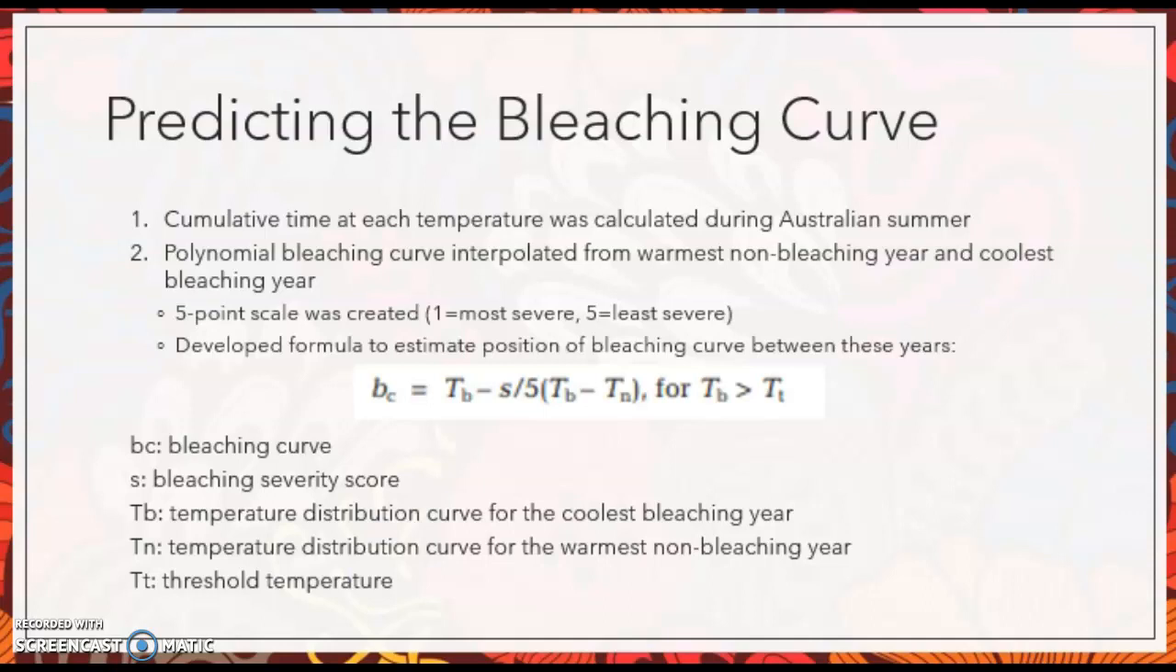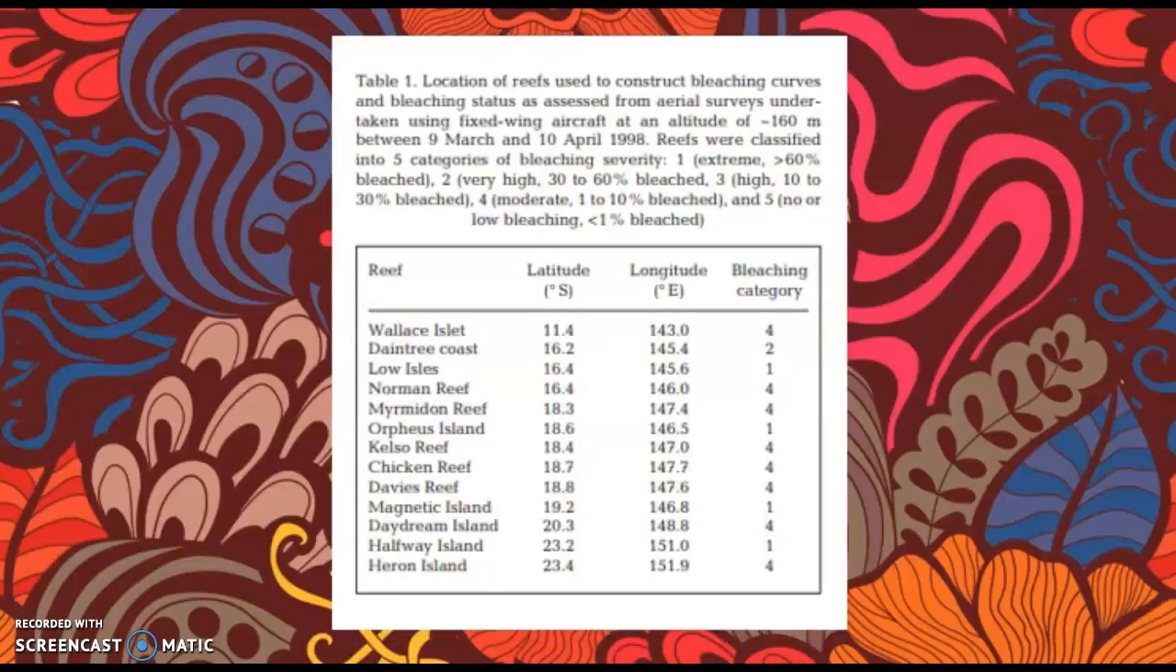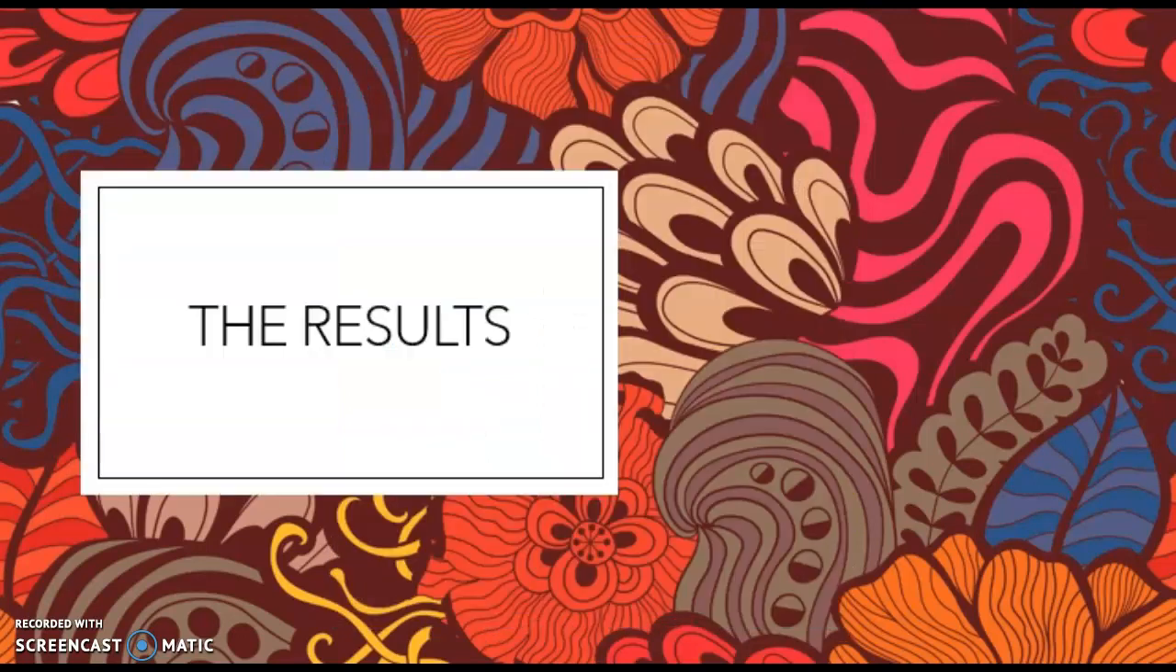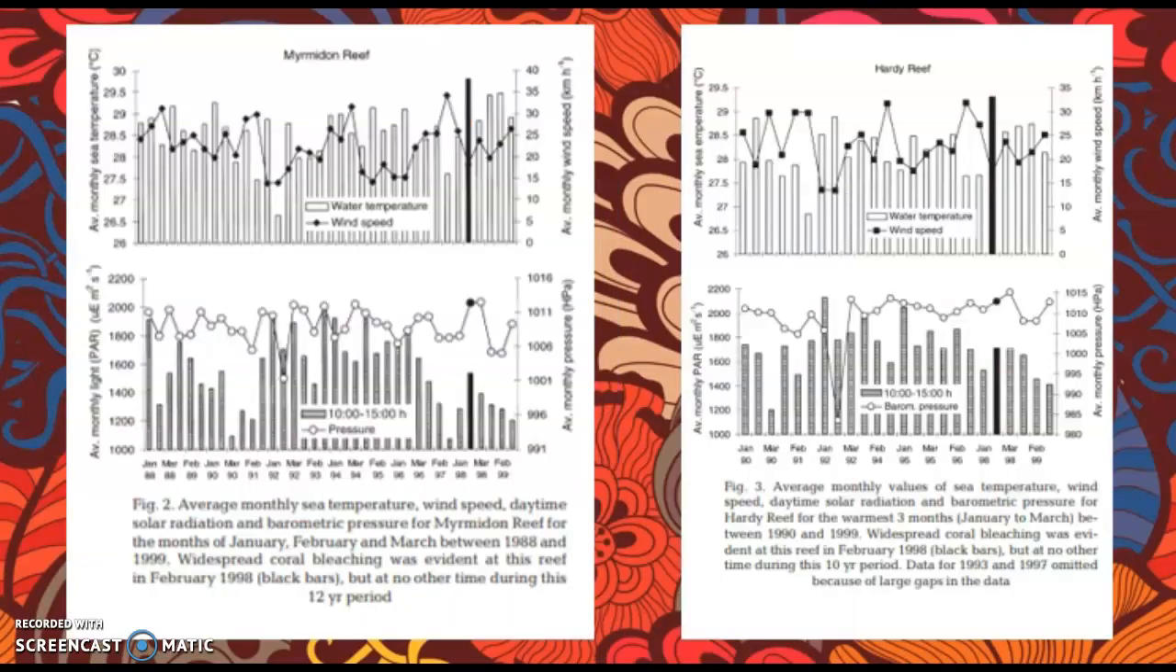This is a table he created, clearly showing the bleaching severity score on the right in the 13 locations along the Great Barrier Reef. Now we can get into the results.